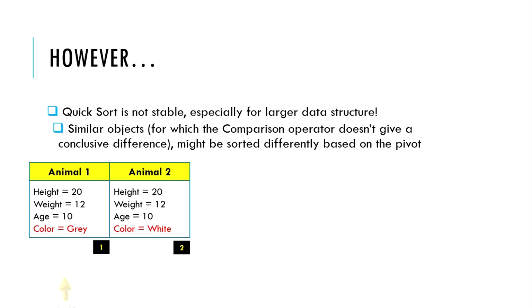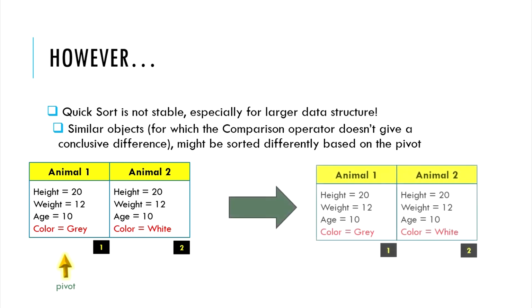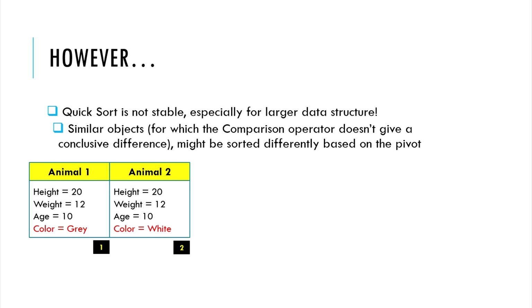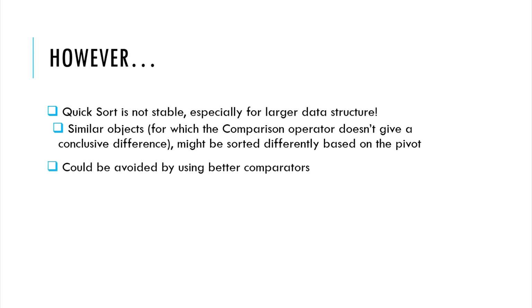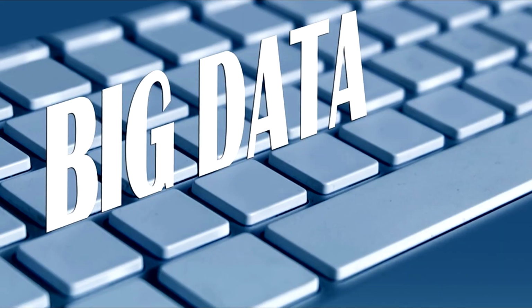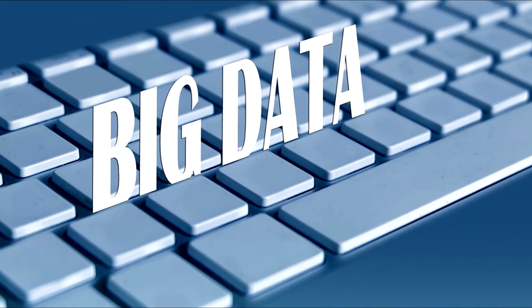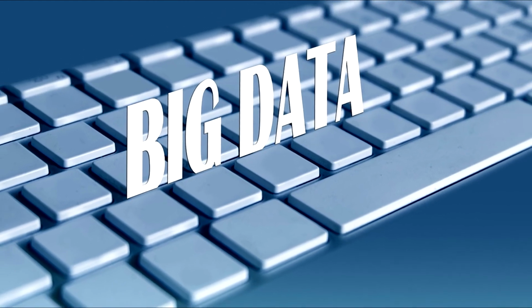If the pivot is chosen to be the first element, we sort it such that animal 1 comes before animal 2. Similarly, if we choose the pivot to be the second element, we would sort animal 2 before animal 1. Of course, this instability can be avoided by choosing a better comparator. If a better comparator is not possible, and if you require stable sort, using merge sort algorithm would be an option. In general, the merge and quicksort are widely used in the real world for sorting purposes.